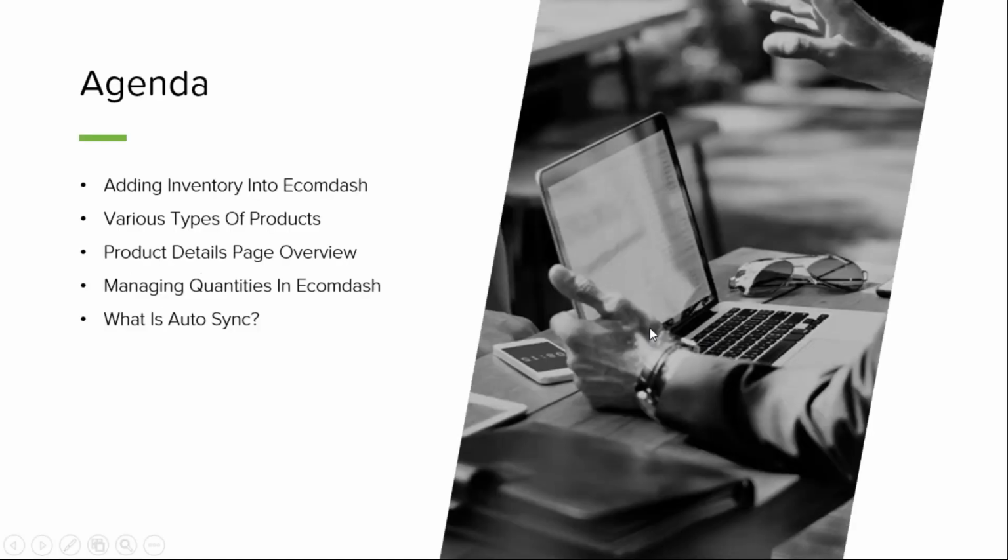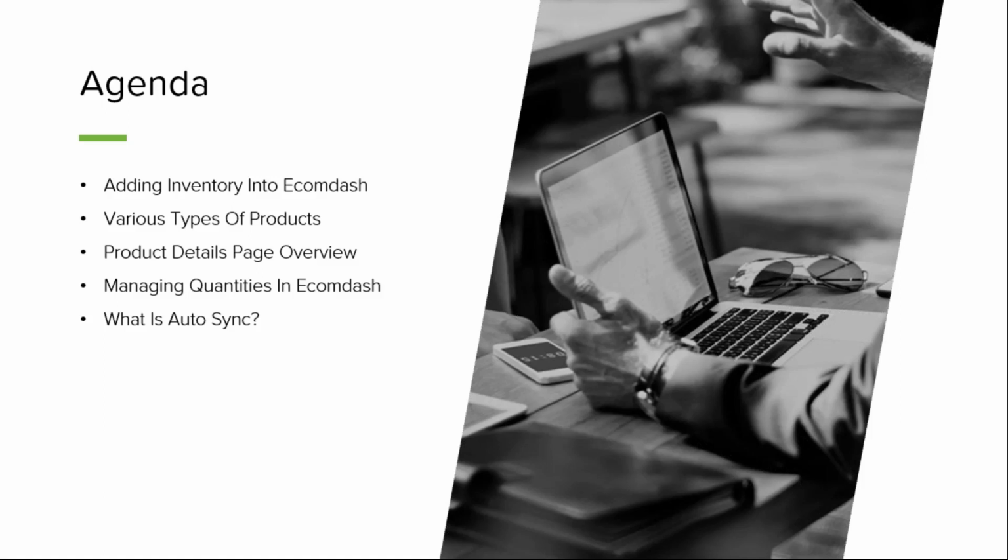We'll take a look at our agenda for the day. First we're going to cover how to get your products into Ecomdash. There's a few different ways, and we're going to go over how they work. Then we're going to go over the different product types. We've got 4 main product types: standard product, kit, a built product, and parent products. We'll go over the different uses for those, how they appear in Ecomdash and how you can use them. Then go over the product details page overview.